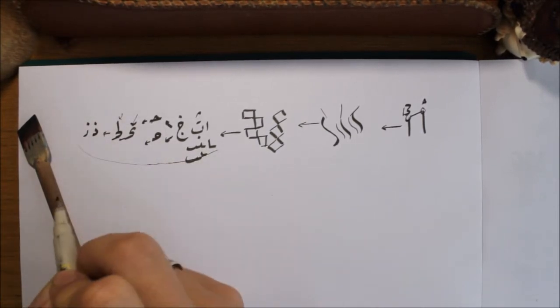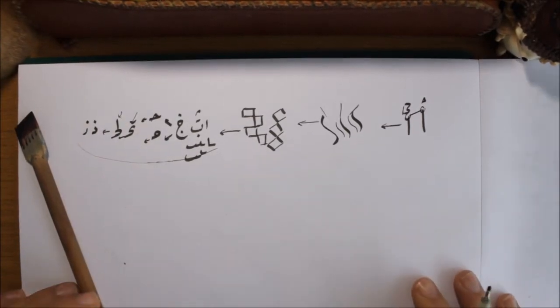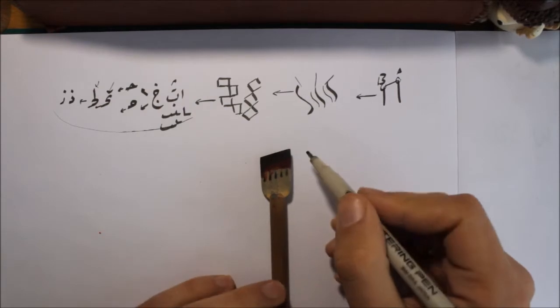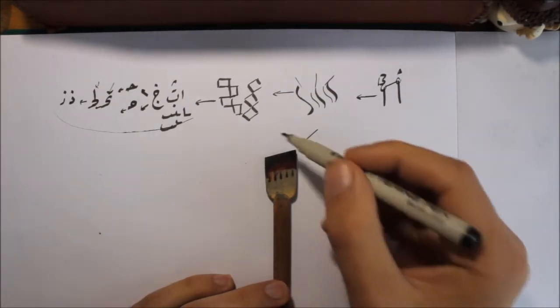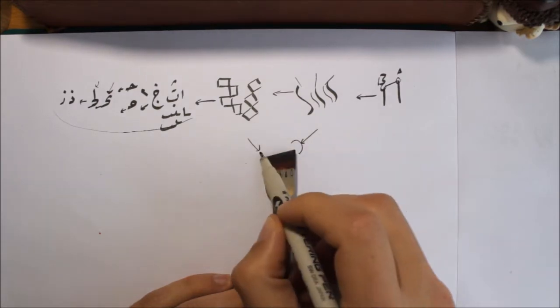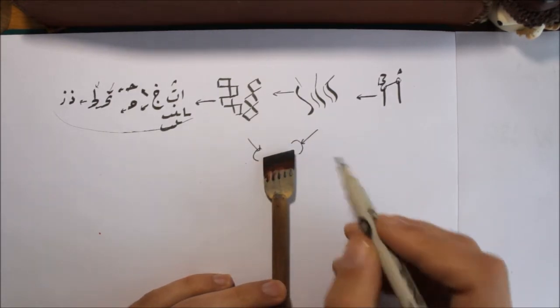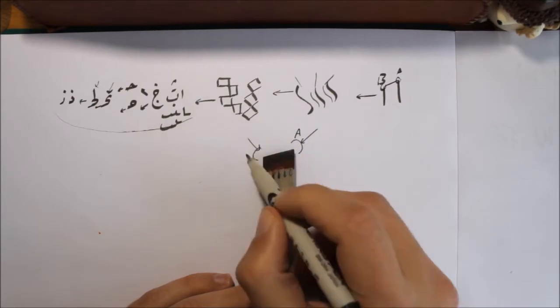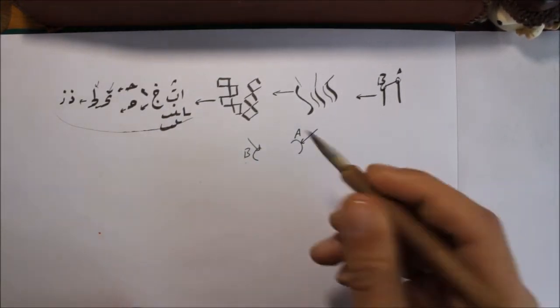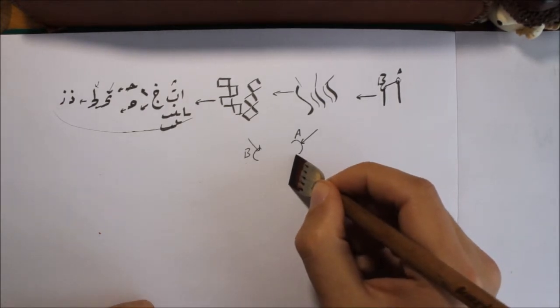So shall we start with it? The first thing we are going to talk about is the pen itself. When you hold a pen, you have to realize there are two edges of the pen. The first one is higher than the other one. So when you hold the pen, this will be called A and this will be called B. A always points upward like this, as you can see.